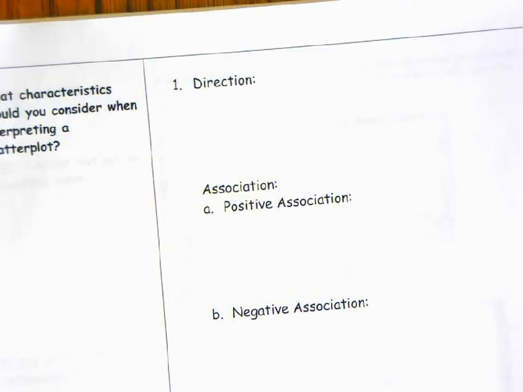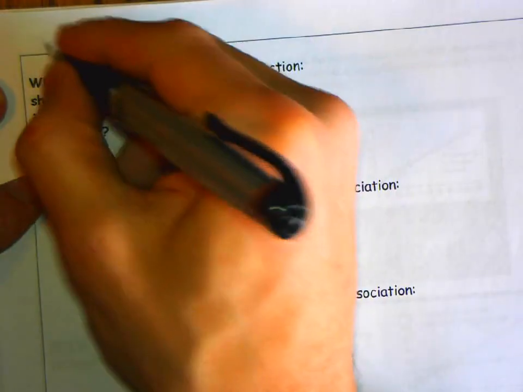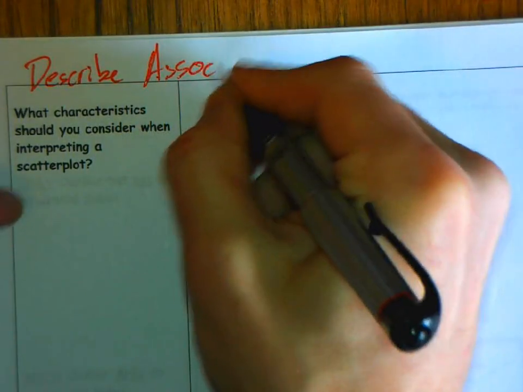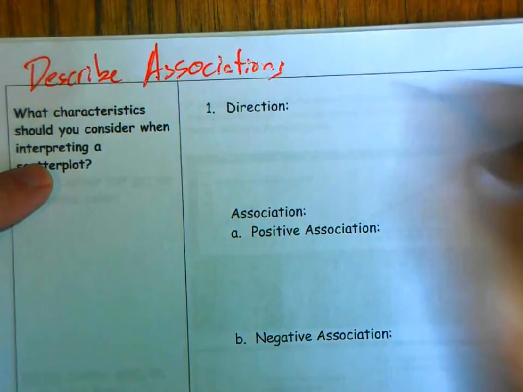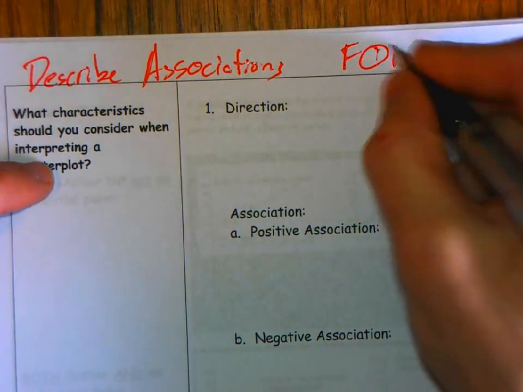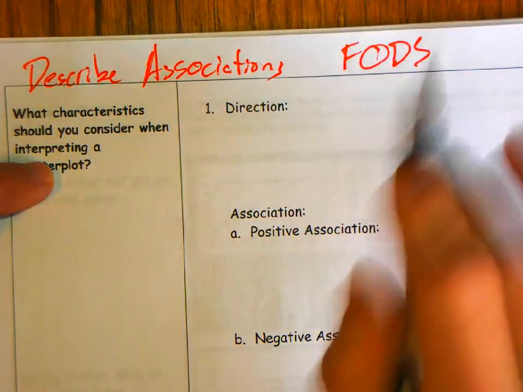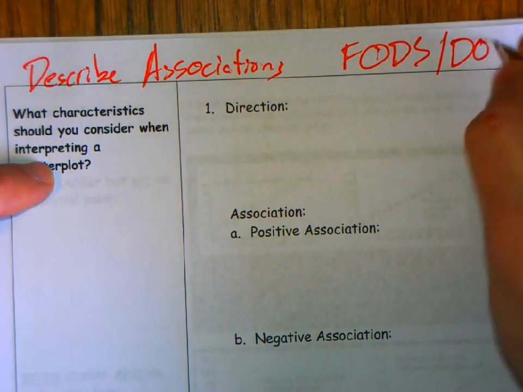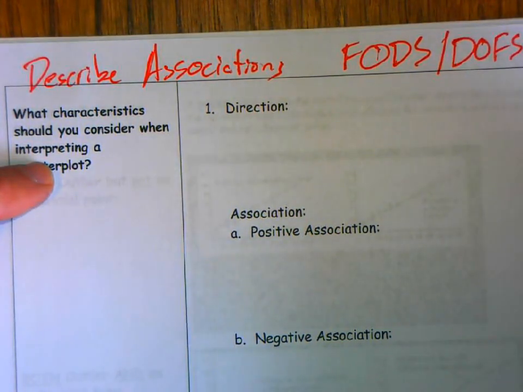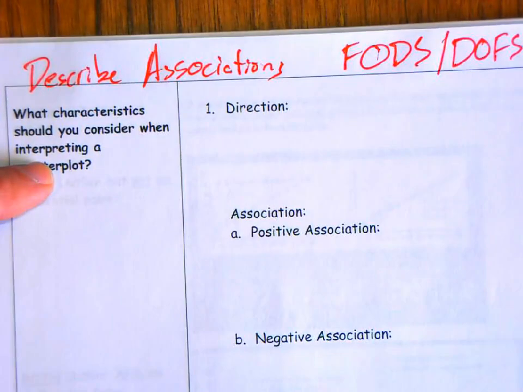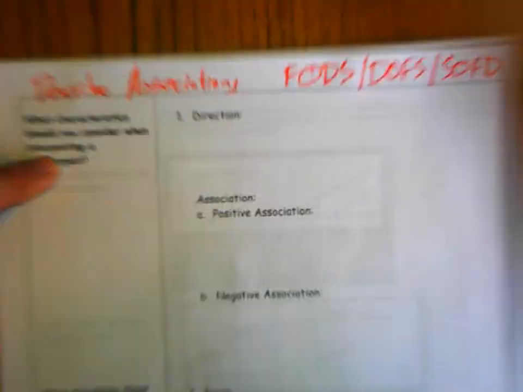Continuing on. You remember SOCS? You remember describing distributions? Now we get to describe associations, and we're going to describe associations with this fun acronym: FODS, F-O-D-S. Or you can go with DOFS, or whatever helps you remember it.